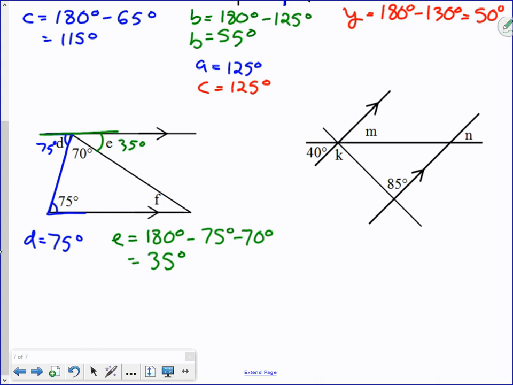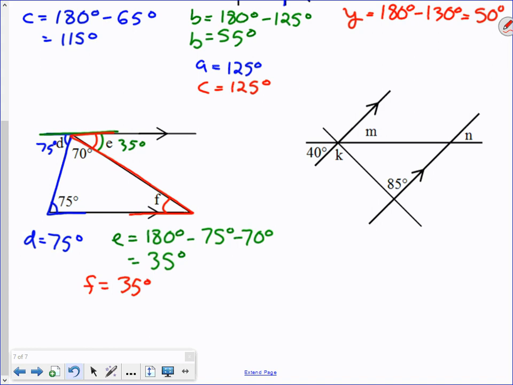Well, now, angle E and F, let's change colors instead. E and F form a little Z pattern in here. So from that Z pattern, F has to be 35 degrees as well.